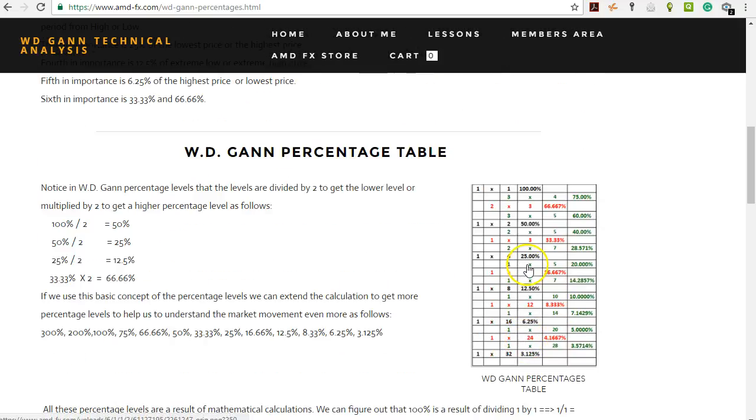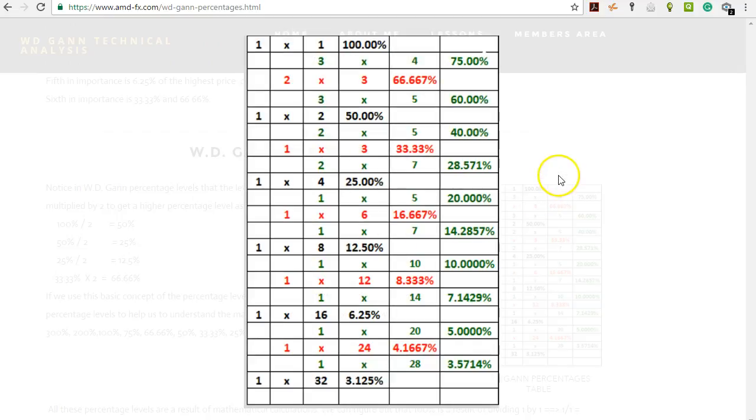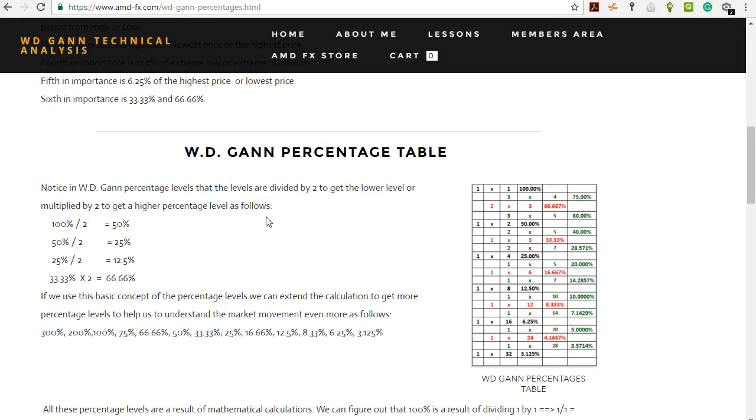Here we created a table of the percentages. Notice that WD GANN percentage levels are divided by 2 to get the lower level, or multiplied by 2 to get the higher percentage level as well. 100% divided by 2 is 50%, 50% divided by 2 is 25, 25 divided by 2 is 12.5. 33.33, you multiply by 2, you will get 66.66.